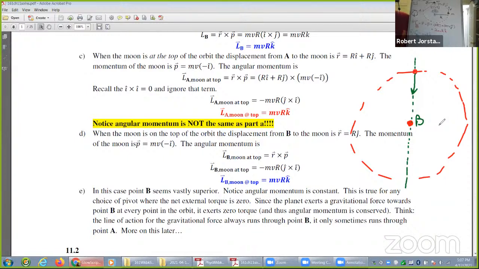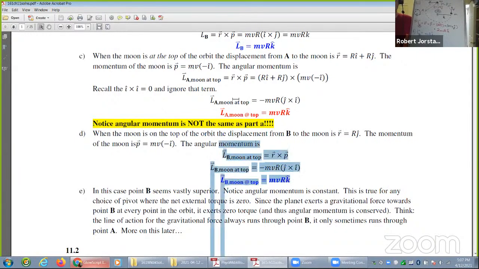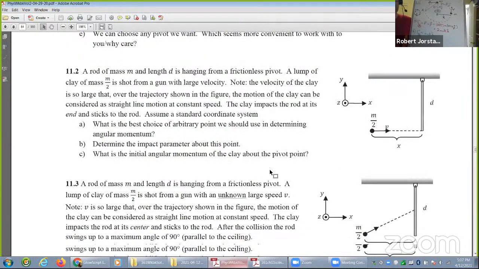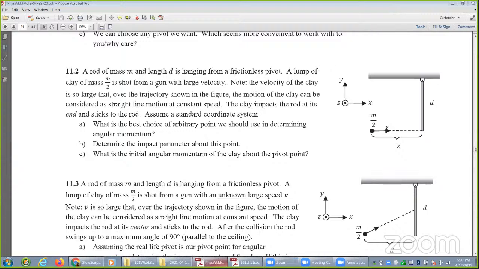Now, to be honest, this is usually pretty obvious in other problems. I just wanted to show you the math is consistent, albeit you get different answers, but that's okay, because if you choose different points, you might get different answers. However, from a practical standpoint, look at these two problems. Where would you guess I would put the pivot on question 11.2, Gonzalo?